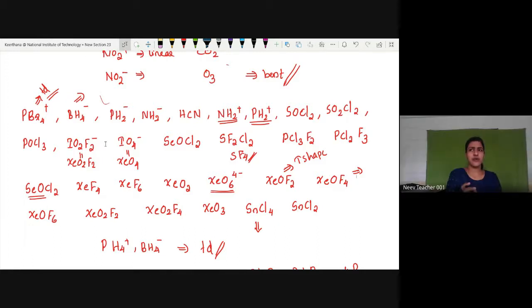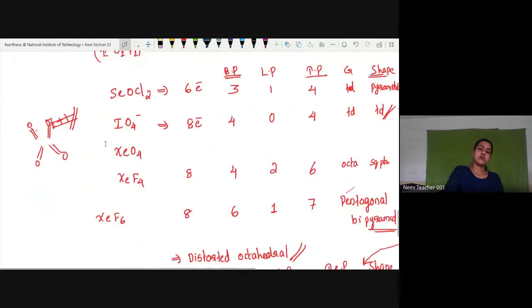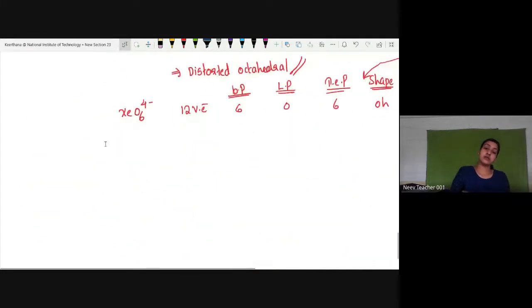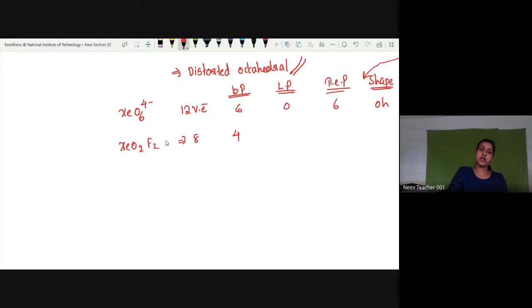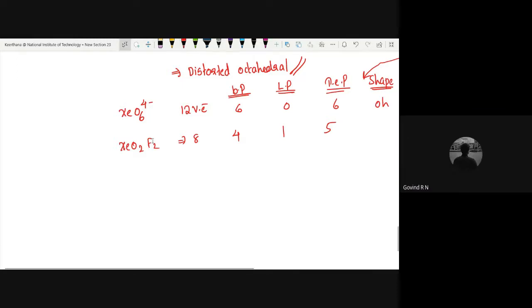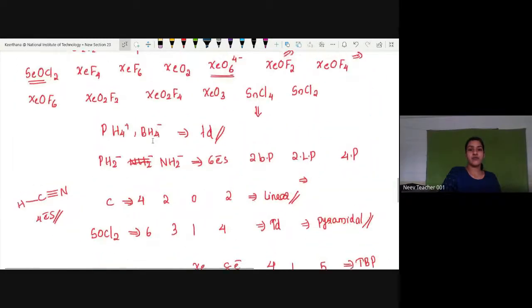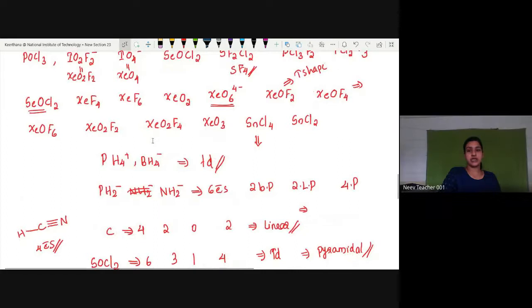Yes, XeO2F2. What is the shape and geometry? XeO2F2: 8 electrons, four bond pairs, 6 electrons used, 1, 5. So right. Yes, ma'am. XeO2F4: both shape and geometry are octahedral.